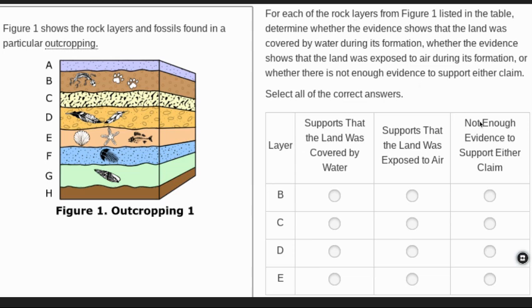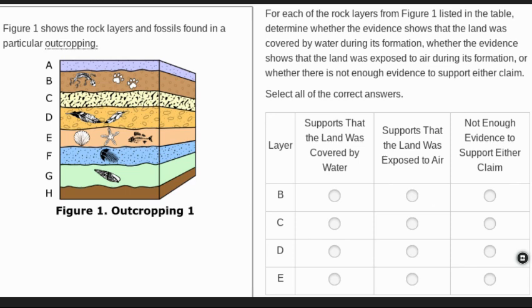Another example, you can look at these and say, all right, what can we learn about each of them? So let's start with B. Does it support the idea that land was covered by water at the time, or that it was exposed to air, or we don't know enough? In this one, because there's footprints in the ground, most likely it was exposed to air. Now you understand how to do the next three?